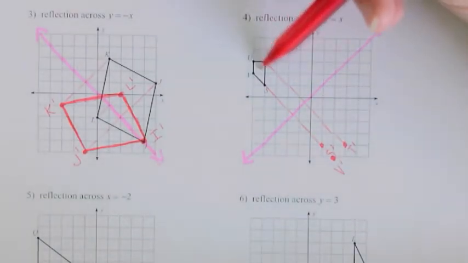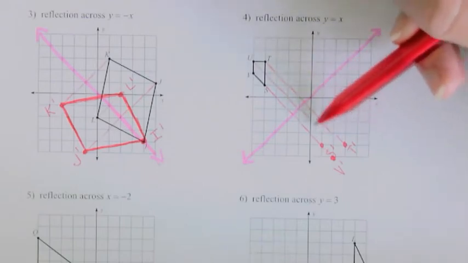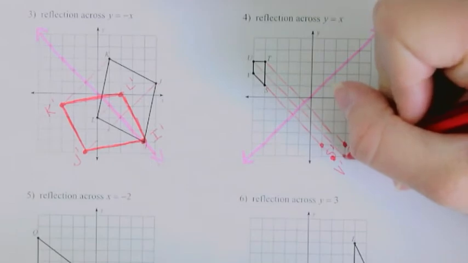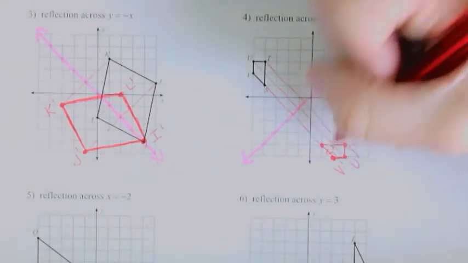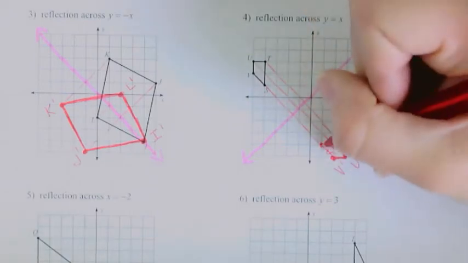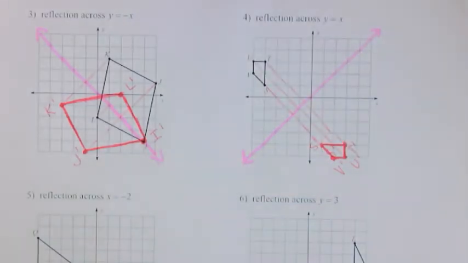Finally, point U, we have to count diagonally 4 boxes, so we will go on the other side of the line diagonally 4 boxes. This is your new point U, U prime. The final step is to connect the points to form your new shape. Notice it has been reflected over the line y equals x, and it is a mirror image.